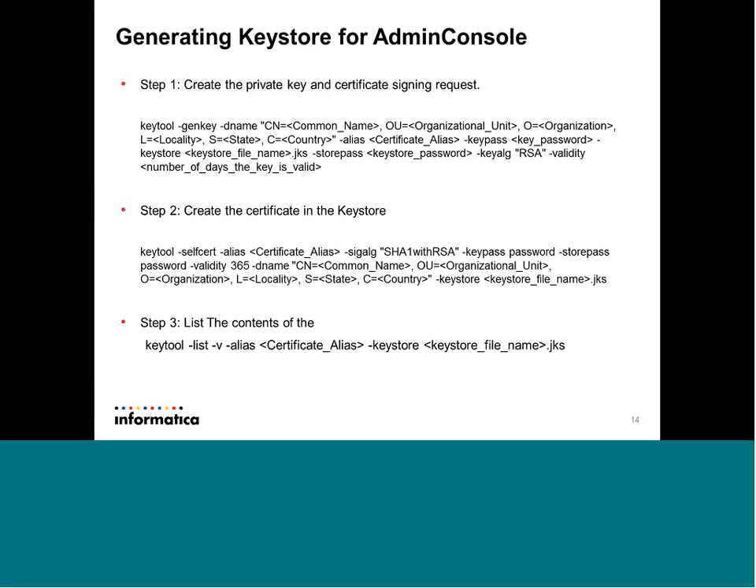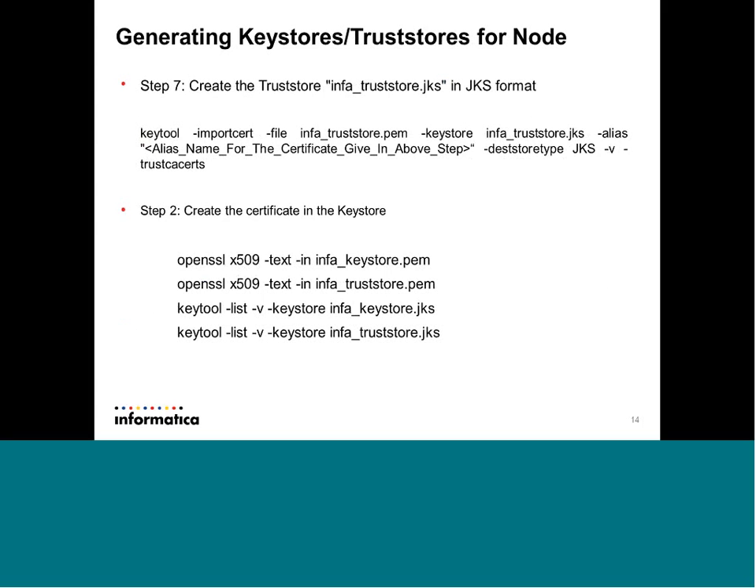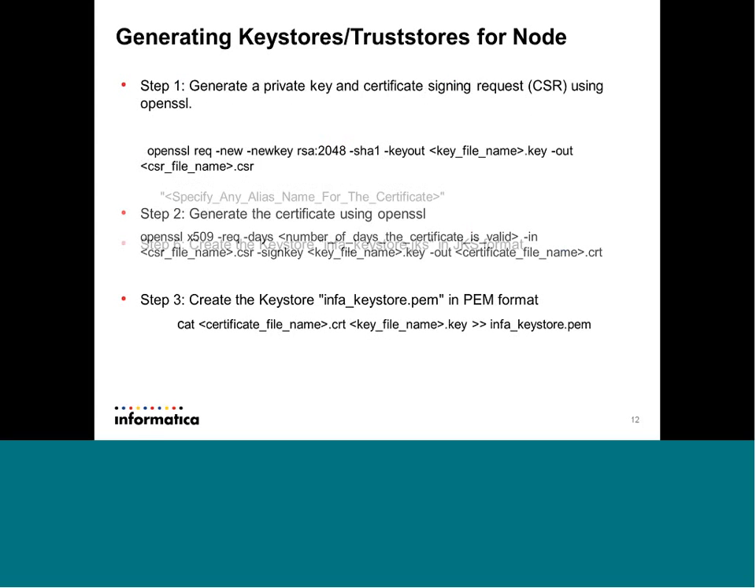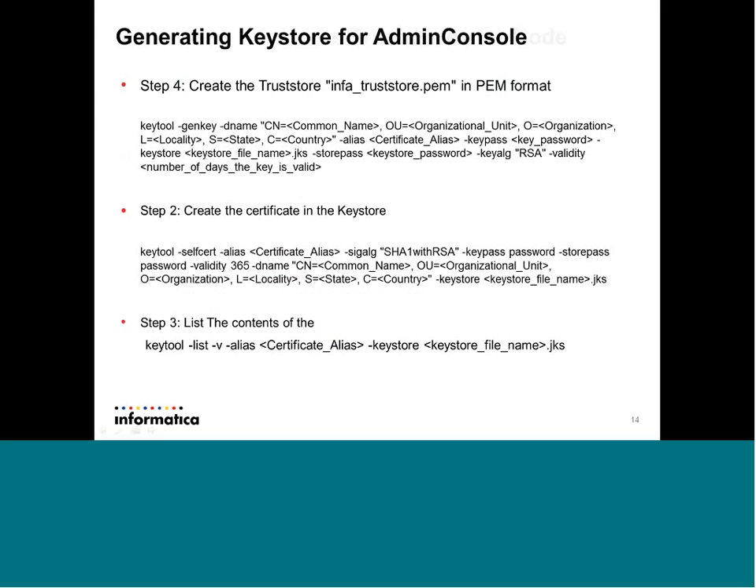So in that, the first step would be to create a private key and certificate signing request. So if you have seen for the node, in the process of generating keystores and truststores for the node, in the first step, we created a private key and certificate signing request using OpenSSL. So here, we create the same private key and certificate signing request using the key tool. By same, I mean this can be a different certificate. This need not be the same certificate that's used for the node process. As I said before, enabling HTTPS for admin console is a different process, and enabling SSL for node is a different process, and two certificates need not be the same, right?